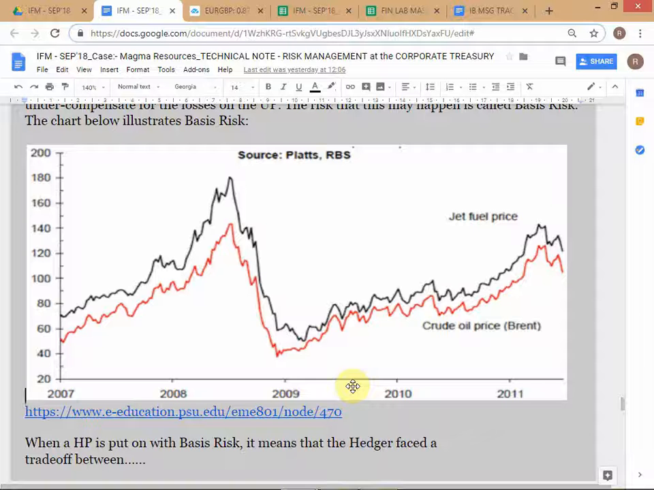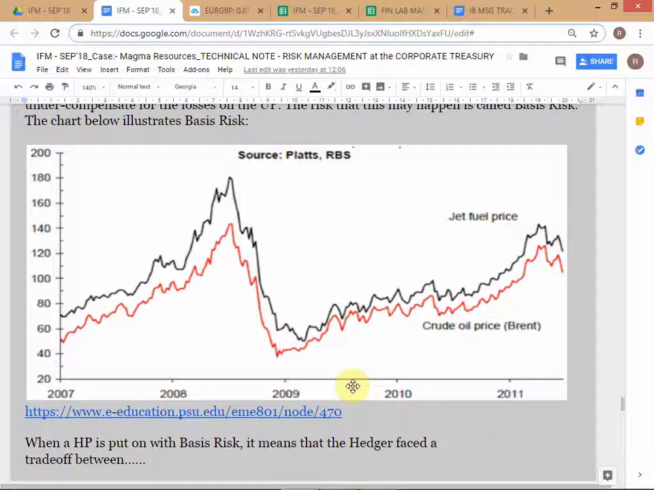One is outright position versus spread position, and also the concept of hedge transaction versus hedge position. And then we're bringing in the idea, once again recapping, that a hedge position has to offset the underlying position. That's why when the underlying position is short, the hedge position has to be long.